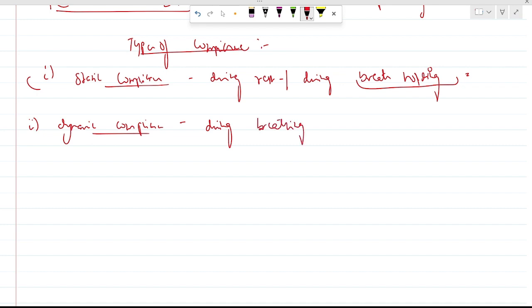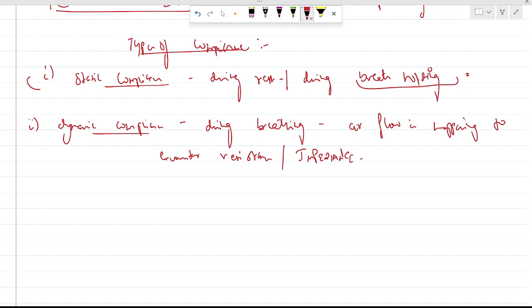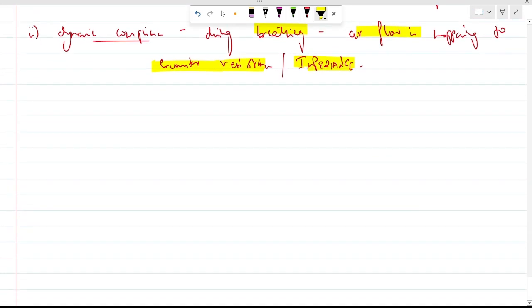Here airflow is happening to encounter resistance, and resistance is also called impedance. During breathing, airflow is happening to encounter resistance or impedance during dynamic compliance.